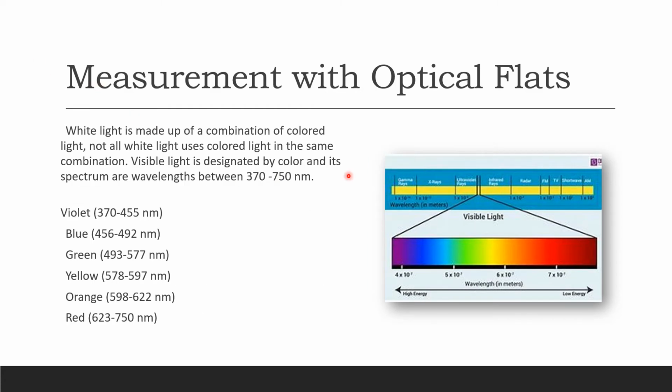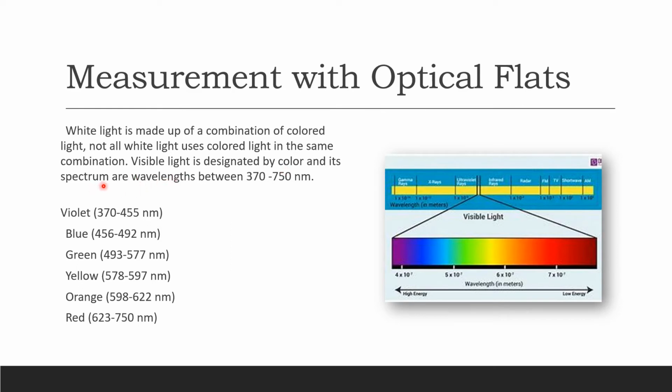We're going to use optical flats to measure. White light, we already know from your physics, is made up of a combination of color light. Not all white light uses the color light in the same combination; they come in different combinations. So review your physics. Visible light is designated by color and spectrum. Remember the spectrum lab where you can see the color inside.